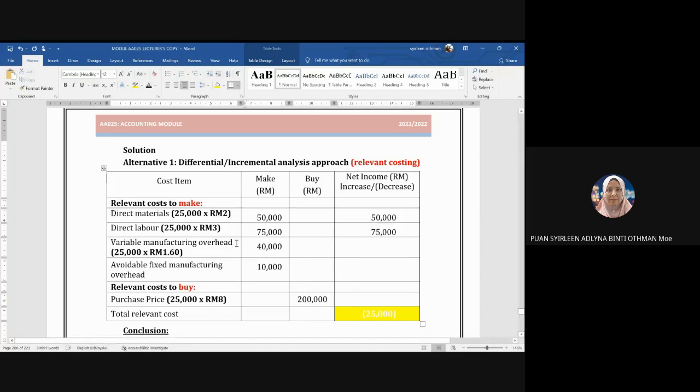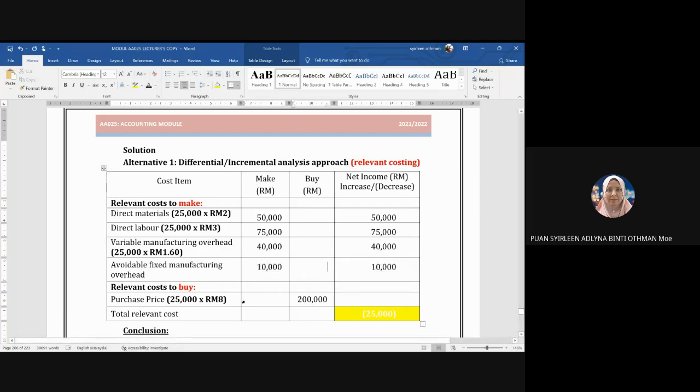Okay, variable manufacturing overhead pun sama. Make 40,000 by kosong. So that means the net income is 40,000. Make minus buy. Alright, okay, avoidable fixed cost. Kalau I make is 10,000. Okay, sekarang awak kena faham kita bukan kira untung. Kita kira cost. So bila awak kira cost, you akan tengok cost yang paling rendah, itu yang awak akan decide untuk pilih. Faham? Kita takkan tengok nilai paling tinggi, kita akan tengok nilai paling rendah. Sebab sekarang ni kamu buat costing, bukan kira income. Alright? Okay, so sekarang yang ini is RM10,000.